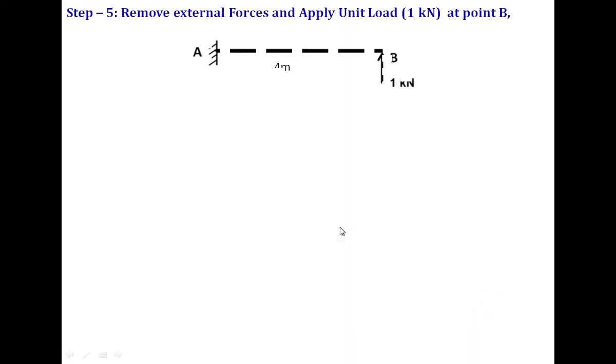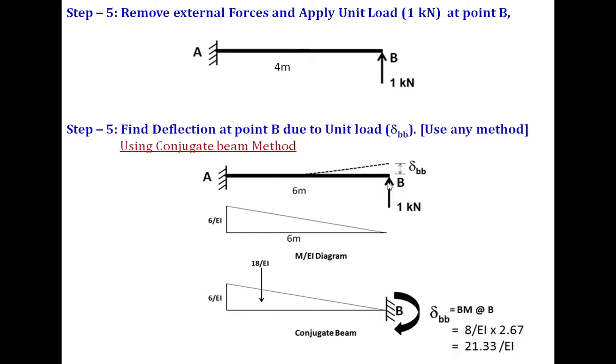As the next step, we have to remove the external load, that is the entire UDL, and just apply a unit load at this point. Due to this unit load, whatever is the displacement at this point, we name it delta BB, as seen in the previous problem. This is 6 meters, 1 into 6 is 6 by EI, and 6 meters is the span. The diagram will be like this, and that diagram will become the loading on the conjugate beam. So this is the conjugate beam and this is the loading on it.